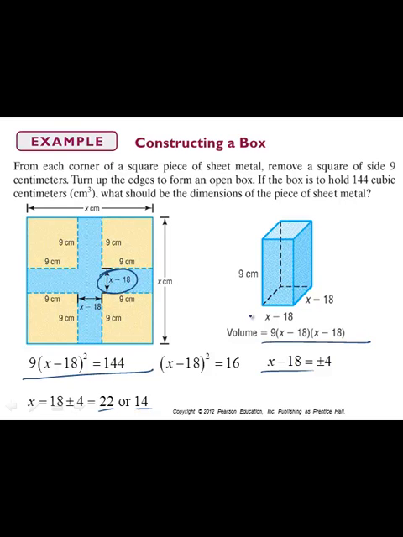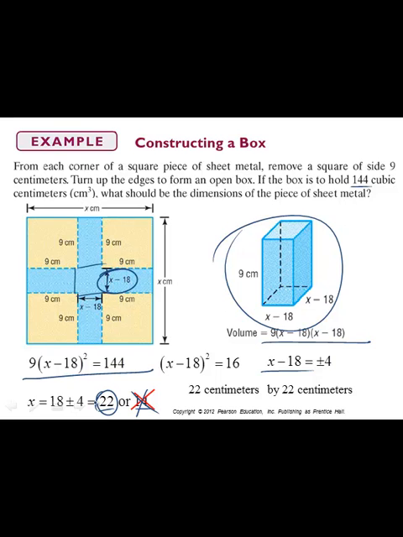If x is less than 18, then we wouldn't have a box. So we would eliminate 14 as a solution and accept 22 as our solution. As in, a 22 centimeter by 22 centimeter large square piece of metal is what's needed so that when you punch out the corner notches, 9 by 9 notches, and you fold up the sides, you'll have a metallic box that has a volume of 144 cubic centimeters.